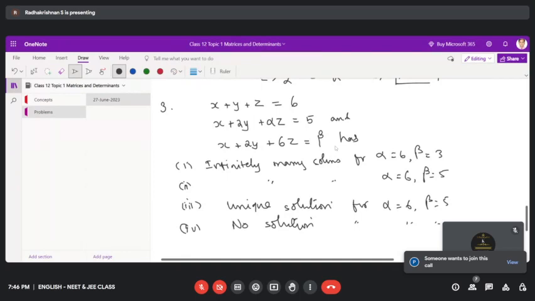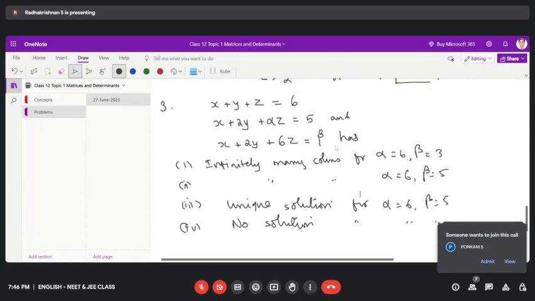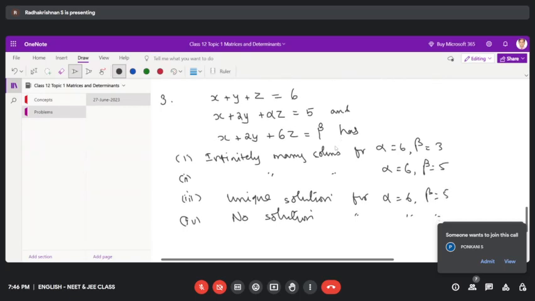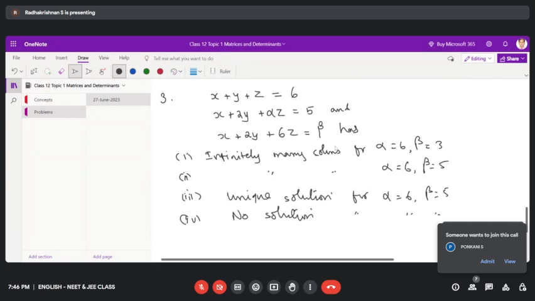But how will you determine what is the rule for whether the system has got infinitely many solutions or unique solution or no solution? How will you determine? Sir, if adjoint of A into B is not equal to 0 matrix, this is inconsistent, sir. If adjoint of A into B is equal to 0 matrix, it has either infinitely many solutions or no solution, sir.